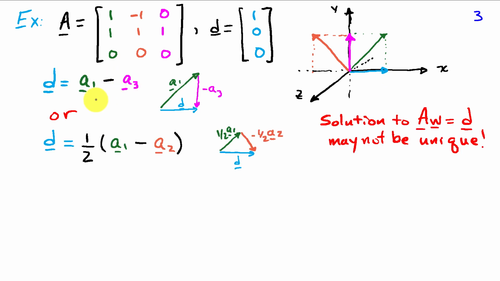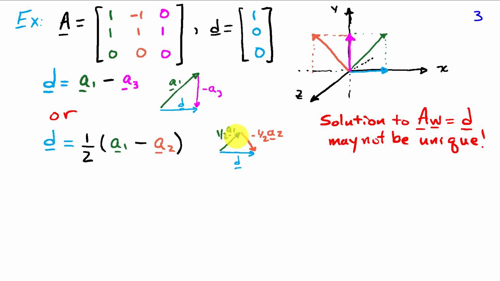And what we try to do when we're solving Aw equals d is write d as a weighted combination of the columns of A. So if you look at this, you can see that I could write d as a1 minus a3. I've got my vector a1, and if I subtract a3 from that, I end up with d. But I could also write d as 1/2 a1 minus a2.